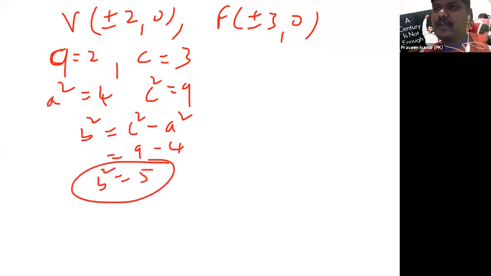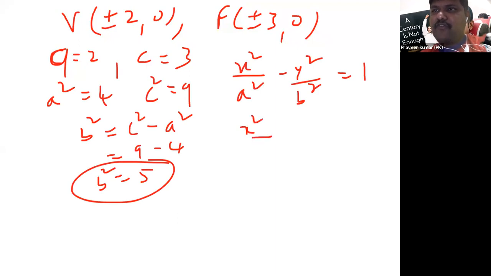X-axis, now what is the formula? X square by A square minus Y square by B square equal to 1. That means X square by 4 minus Y square by 5 is equal to 1.